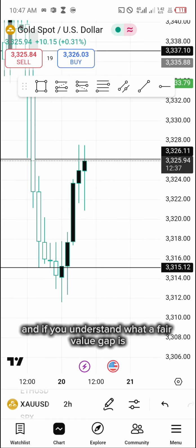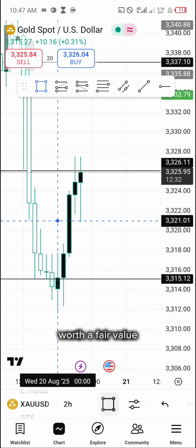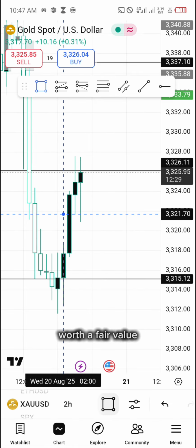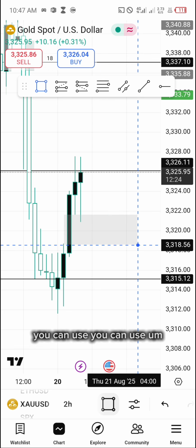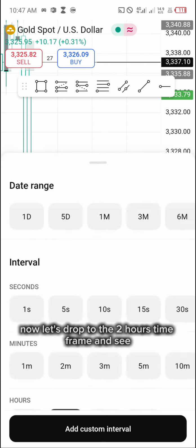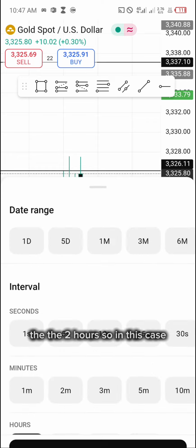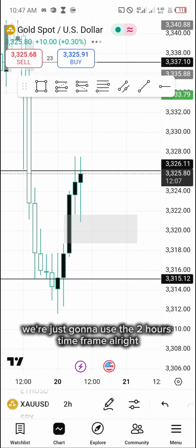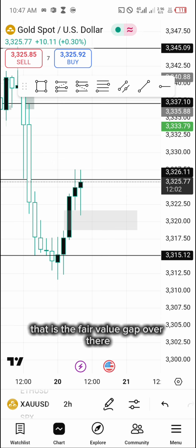And if you understand what a fair value gap is, then you would agree with me that this is obviously a fair value gap right here. Mind you, you can use the 1 hour or the 2 hours. Let's drop to the 1 hour time frame and see if we can find a fair value gap. Yeah, right here we can also find a fair value gap, but it is not as visible as that of the 2 hours. So in this case, we're just going to use the 2 hours time frame. You can obviously see that is the fair value gap over there.